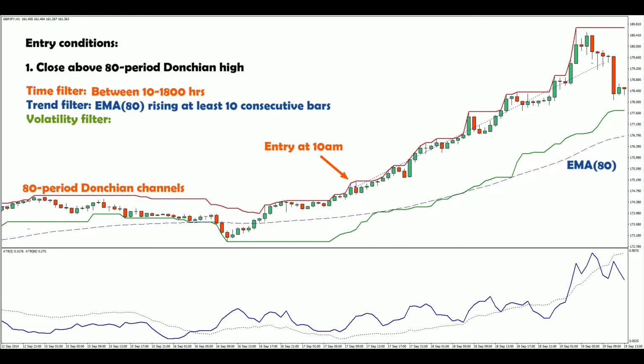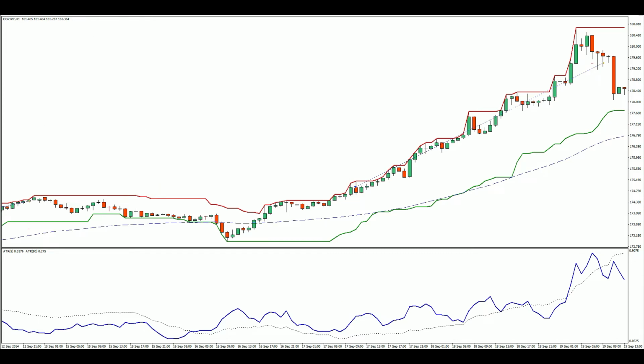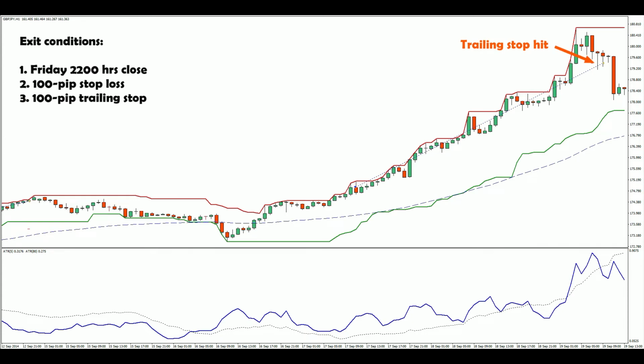Lastly, I want to make sure there's an increase in short-term volatility, as measured by the 5-period average true range exceeding the 80-period average true range. This volatility filter helps avoid many false breakouts, which sometimes occur during the quiet Asian hours. For exits, a simple Friday exit and a 100 pip stop loss and trailing stop will be sufficient.